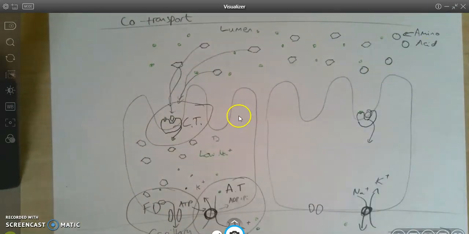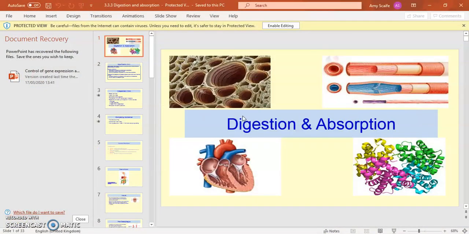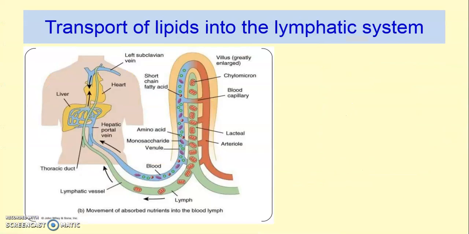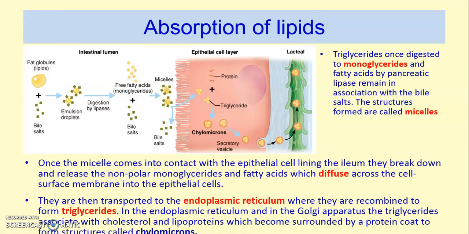Okay, so there's just one more bit to look at, and it's the bit that nobody likes. It's the bit where you have to talk about the absorption of lipids. Now, we know lipids are weird, right? Because they are insoluble. They form these droplets. So, lipids have absorption in a slightly different way.